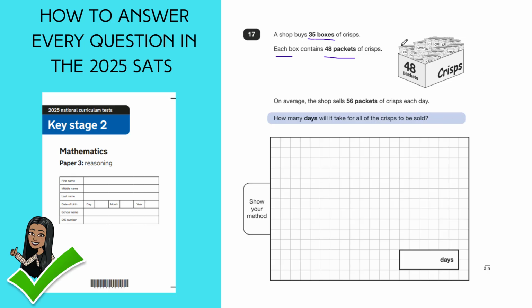Okay, so let's first of all work out how many packets we have altogether, because we're working with packets here. So if there are 35 boxes of 48 packets, then we are going to do 35 multiplied by 48 to figure out how many packets there are altogether. I'm not going to demonstrate how to multiply. I will assume you know how to do that. If you're not sure how to do long multiplication, that is something you definitely need to revise. Lots of long multiplication questions. 3 times 8 is 24, plus the 4 is 28.